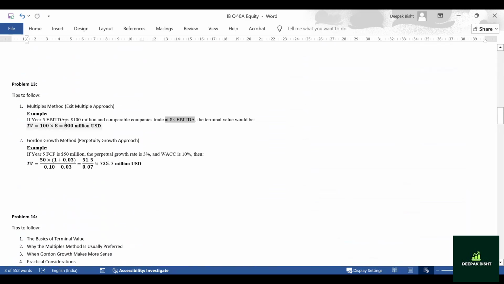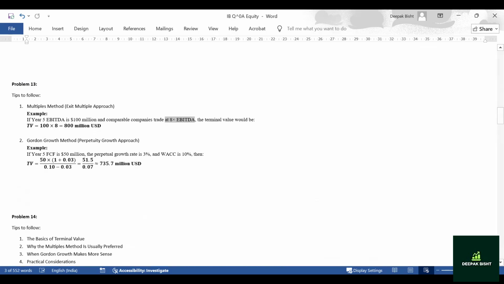So terminal value here, it's a metric where we multiply the market metric with the exit multiple, based on how similar companies are currently valued in the market. And this one is practical and more market oriented and widely used in investment banking.